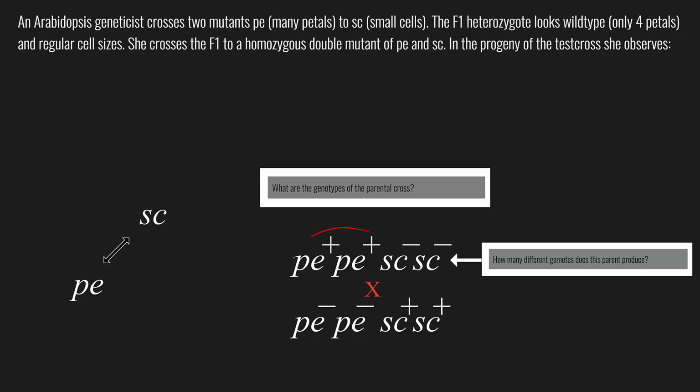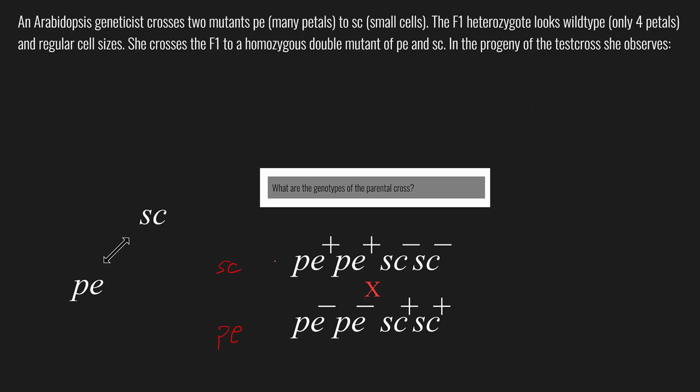We take all the different versions of PE for this parent, and the only one that we have here is PE plus, and then this PE plus can go with either SC minus, but in terms of our nomenclature, they are identical. Therefore, the only gamete that this parent can produce is of one type, and the same logic applies for the other one. So these are the gametes that each of the parents can produce: PE plus SC minus and PE minus SC plus.